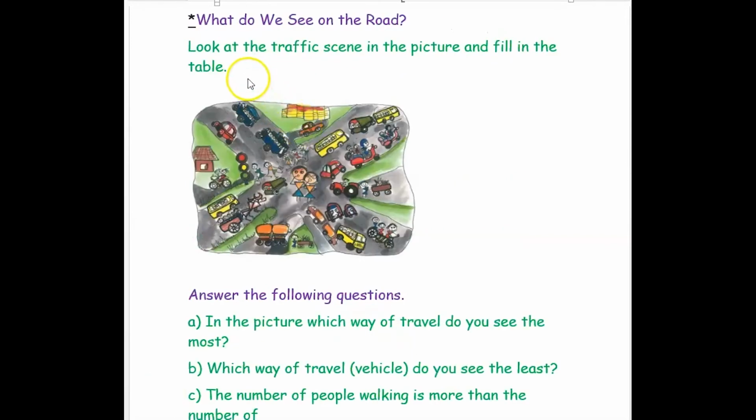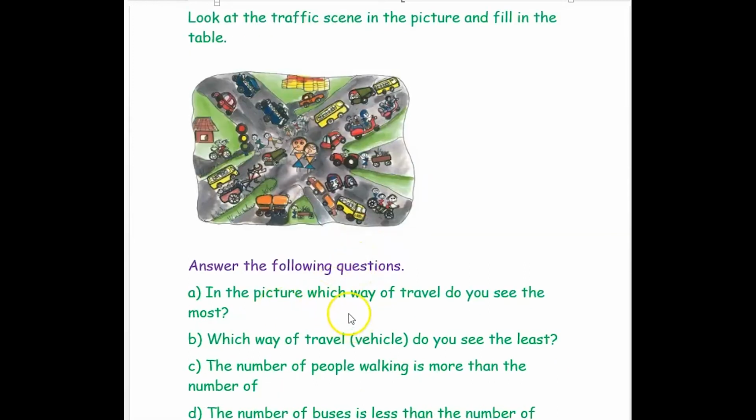Now we'll see the next example. What do we see on the road? Look at the traffic scene in the picture and fill in the table. So now there are so many vehicles on the road. Now we have to look at these vehicles and answer the questions given below.